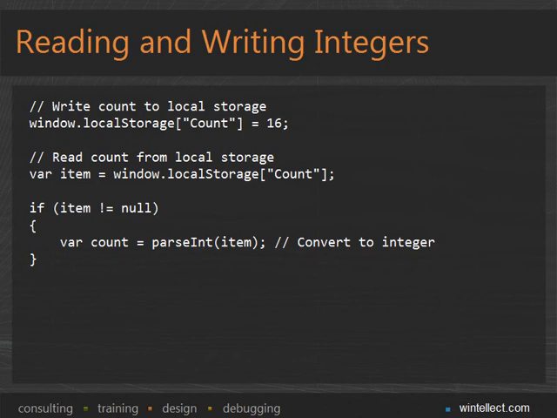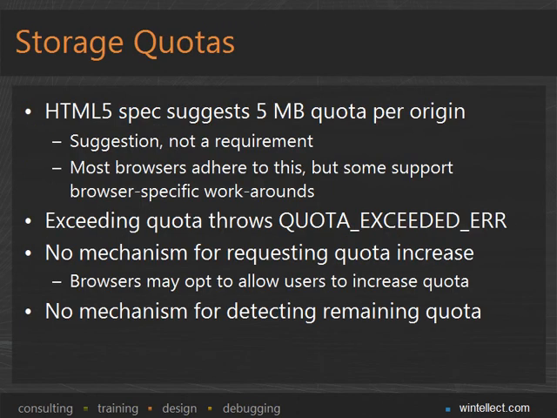Now, one thing you do need to be aware of is that while you can write virtually any type into local storage, browsers do stringify the data before storing it, which means that if you write in a JavaScript number, the number 16 as I'm doing here, when you read it out, it's going to come out as the string 16, and it is your job to convert it back into its original data type. This is not something the browser will do for you. It's something that you will have to do yourself.